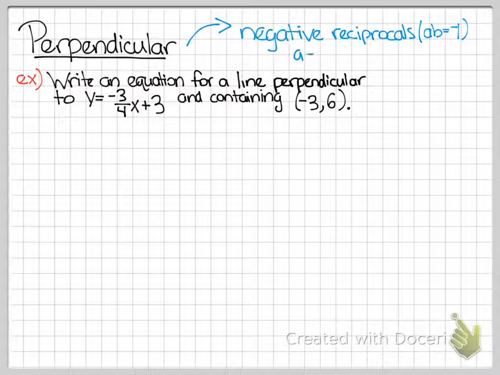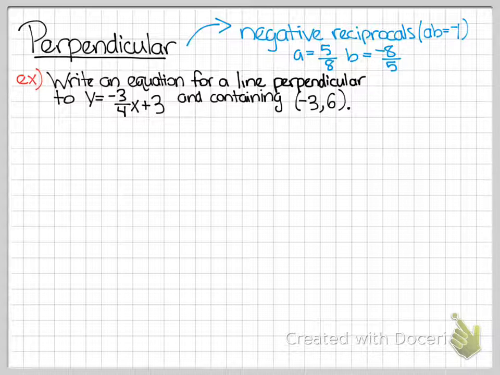If A here was, say, 5/8, B would have to be negative 8 over 5. You flip it, change the sign. Okay, so let's look at our problem here. It says we want to write the equation for a line perpendicular to y equals negative 3/4 x plus 3 that contains the point negative 3, 6.